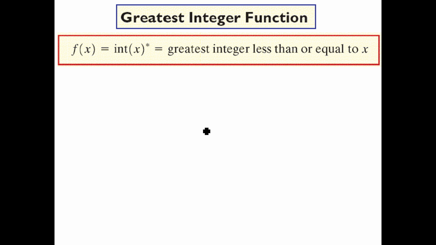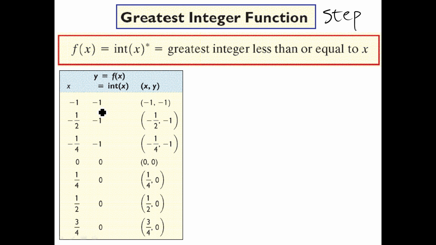So that brings us to the greatest integer function. This is also known as the step function, because it looks like a step of stairs. So it's a rounding down function. We take whatever x value we have and we round down.